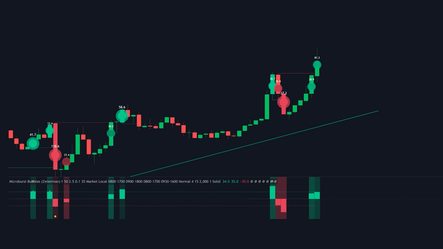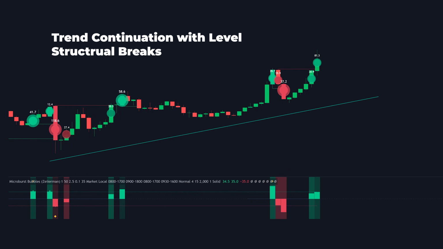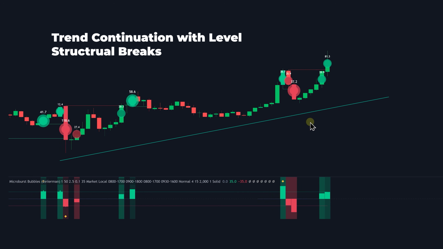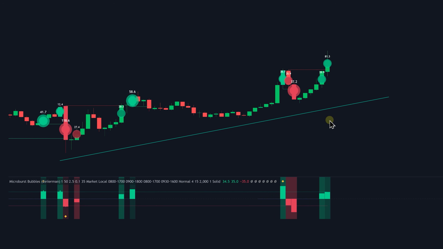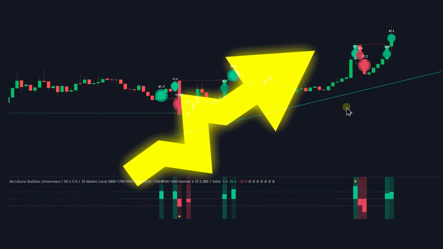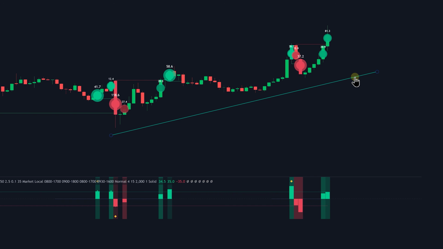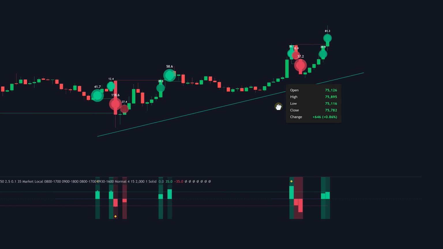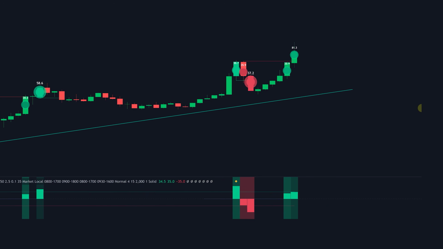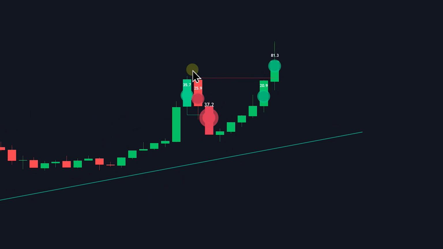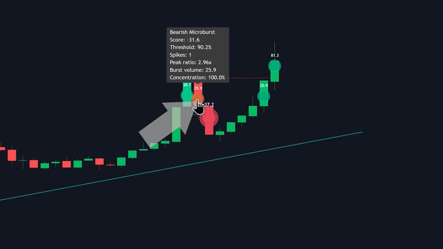Strategy number 2 is the one I call trend continuation with structural level breaks. Here is how it works. Number 1, identify that the market is in a bullish trend using whatever means you prefer. For me, I'm going to use a trend line. As you can see here, the trend was clearly bullish. And then wait for a resistance level to be formed. That happens when the indicator creates a red horizontal line, just like this one, after it printed a bearish microburst bubble like it did here.